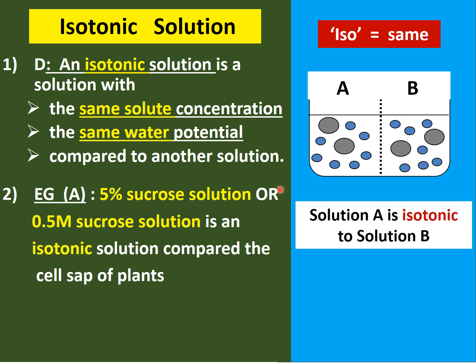So, as an example, 5% sucrose solution or 0.5 M sucrose solution is isotonic compared to the cell sap of plants. So, from experiments, it has been found that this 5% sucrose solution, or in molar is called 0.5 molar sucrose solution, has the same concentration as the solutes in the cell sap in the vacuole of plants. Okay, so we have to remember these 2 values. These are the isotonic solutions to the cell sap of plants.